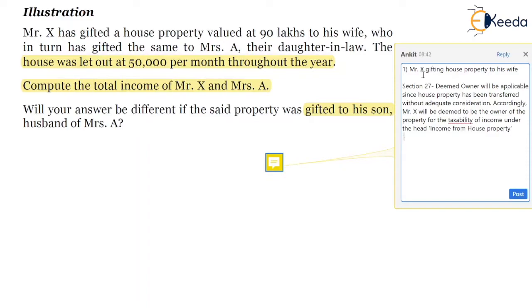So, friends, this was the first part. Now, the second part, we can say that Mr. X has transferred the asset to Mrs. A, the daughter-in-law, indirectly. The wife of Mr. X, in turn, has transferred the asset to her daughter-in-law, Mrs. A. Correct? This can be termed as an indirect transfer of the house property.